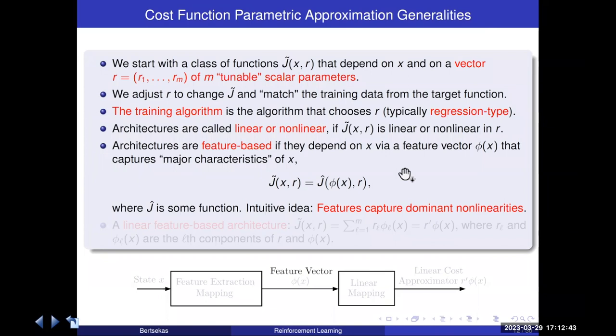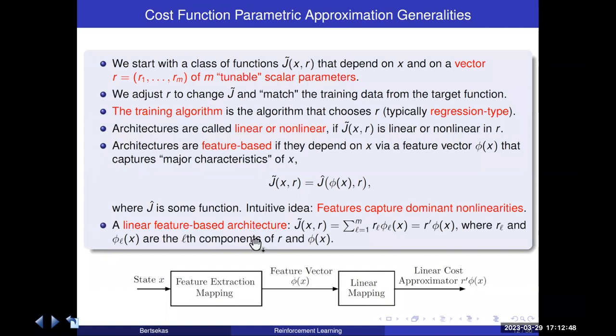Okay, so what is a linear feature-based architecture? It is one that depends linearly on the parameters and also on the feature vector. The feature vector here in this equation consists of m components, okay? Given x, the feature vector is m numbers, and they correspond to the value of the corresponding feature. And what you see here is the inner product of the parameter vector and the feature vector. In other words, the sum of the products of these two. And r_l are the components of r, and phi_l are the components of phi.